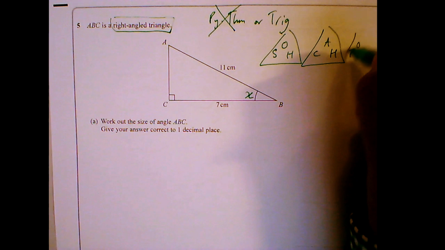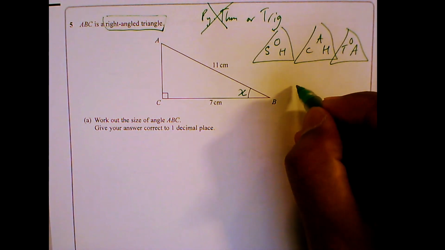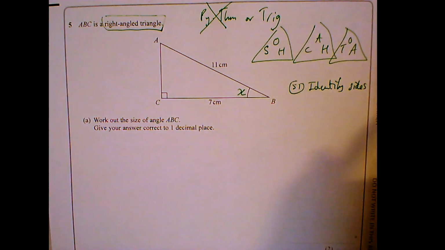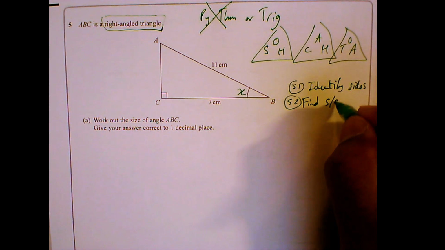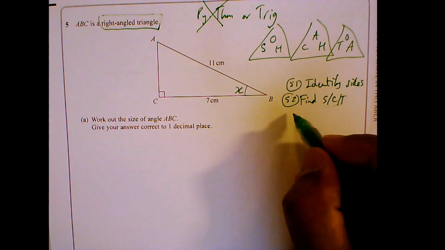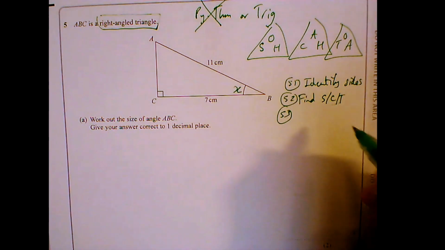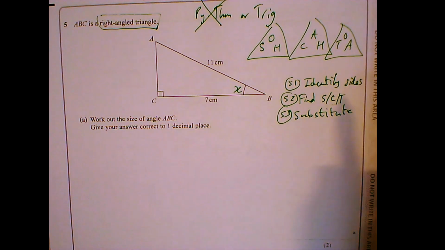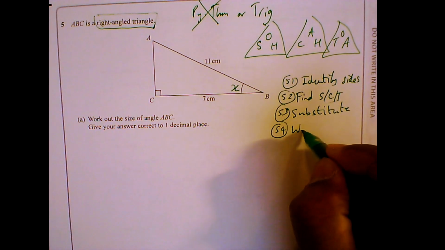I'm going to write that out. I'm going to be using SOHCAHTOA. So what do I need to do? I need to identify the sides. Step 1, identify sides. Once I identify sides, I can find out if I'm using SOHCAHTOA. So step 2 is find sine, cos, or tangent. And then I replace these with the relevant numbers. So step 3, substitute numbers. And then after I've substituted the numbers, I can see the equation. Step 4 is then work it out.